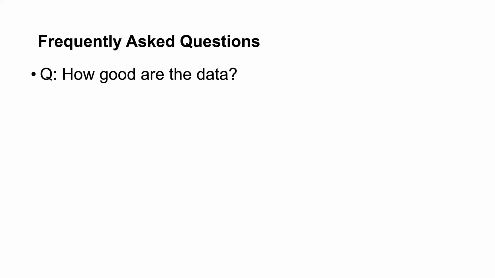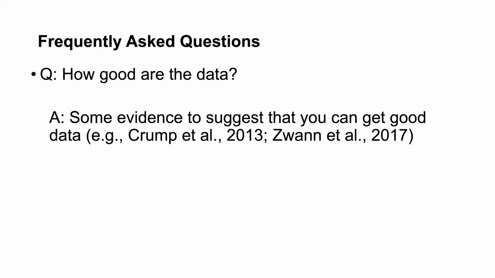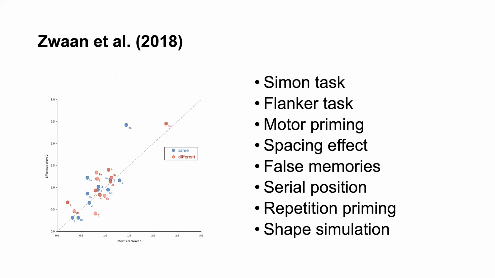One question that I frequently get asked is, how good are the data? So what does the data quality look like? Can you get the effects that you get in the lab online? And the answer is, yeah, there's some evidence to suggest that you can get good data. What I want to do is show you evidence from 3 studies that I've pulled from the internet.